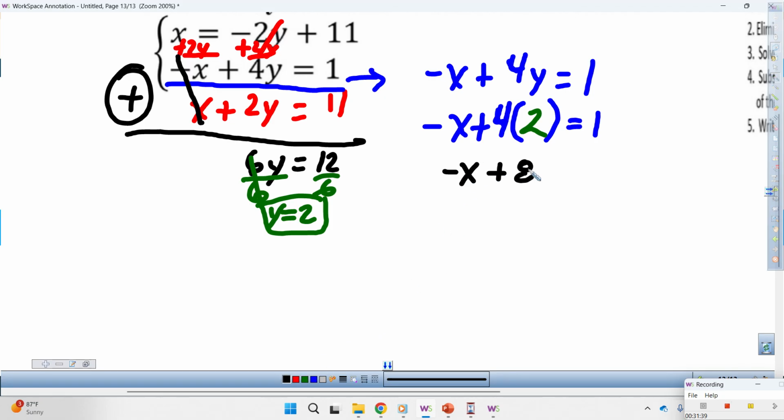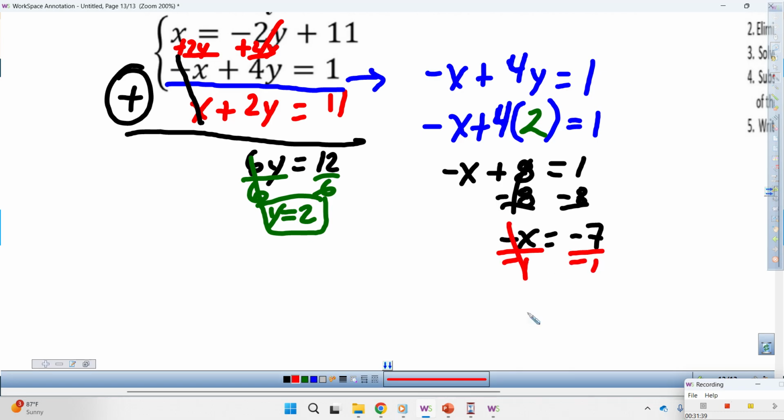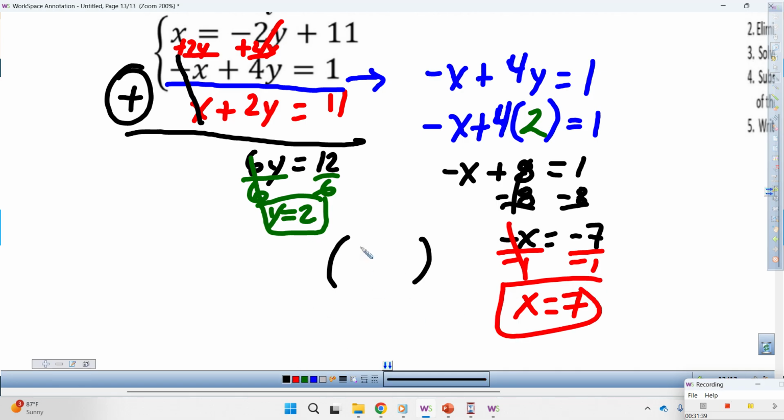Negative x plus 8 equals 1. How do we cancel the 8? Minus 8 minus 8. Negative x equals negative 7. How do we cancel that negative, everyone? Divide by negative 1, or multiply times negative 1. x equals 7. Solution. My solution is 7, 2.